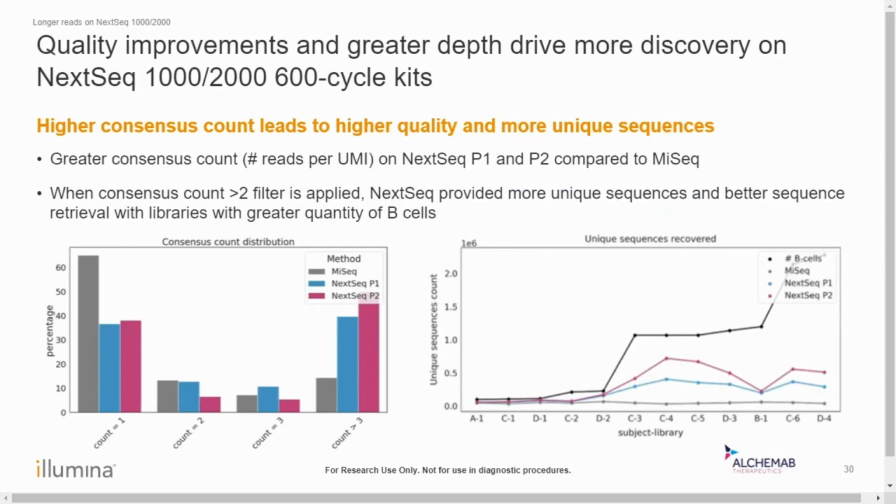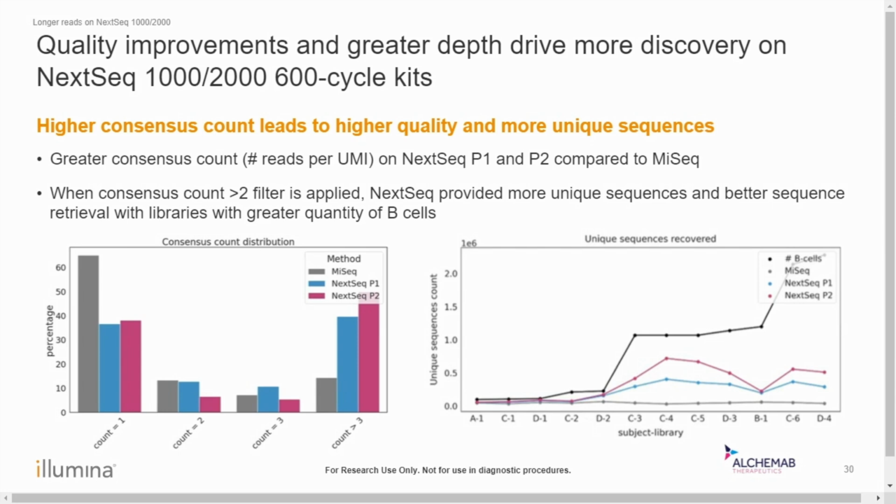Alchemab found that when analyzing the counts per UMI within each library, the NextSeq flow cells provided a significantly higher consensus count, or more reads per UMI, than the MiSeq. You can see in the bottom left a chart that shows the majority of UMIs on the MiSeq, above 60%, had a consensus count of just 1, where around 50% of the UMIs on each of the NextSeq flow cells had a consensus count of 3 or more.